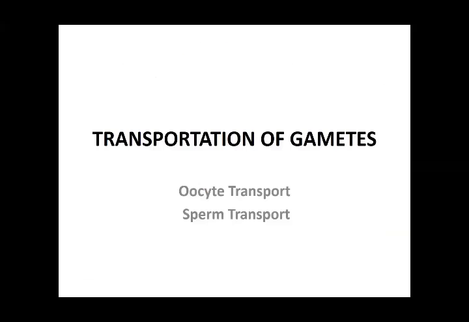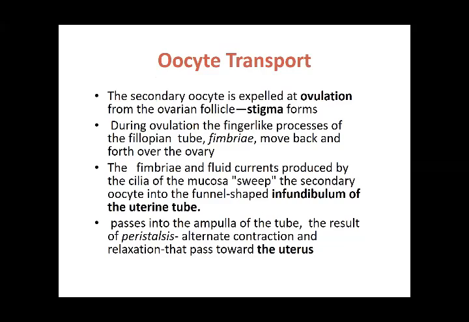Now we're going to talk about how these gametes, which are going to fertilize, reach their respective sites. We've talked about how these gametes are produced; they travel to their respective sites. So this is the transportation of the gametes: oocyte transportation and sperm transportation. How does the oocyte reach? That is, how does ovulation occur? The secondary oocyte is expelled from the ovary.